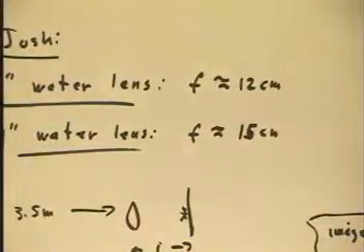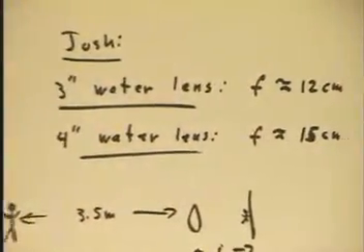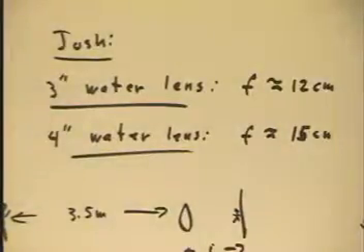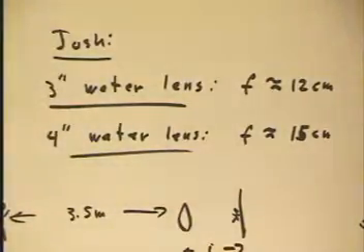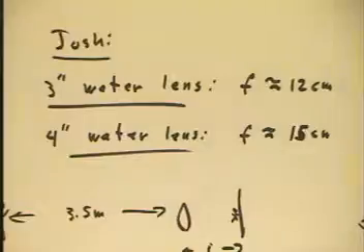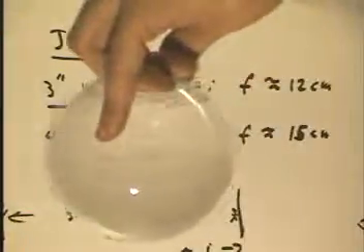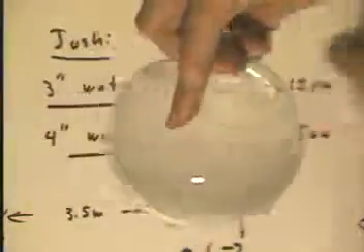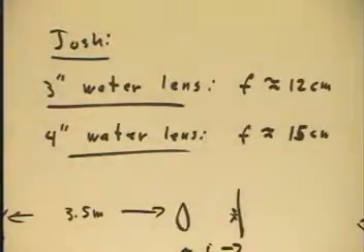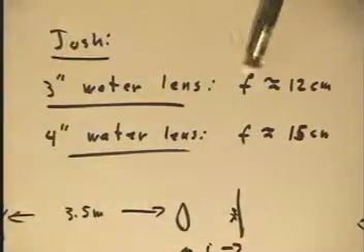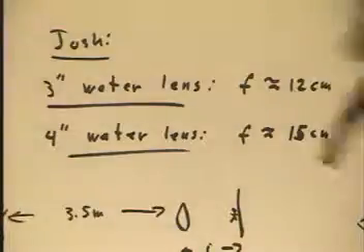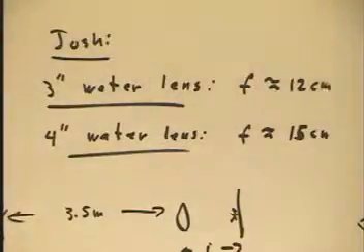Josh made some observations. For a 3-inch water lens, that is a water lens broken out of a 3-inch sphere, and this is a 4-inch sphere here, the 3-inch sphere is naturally somewhat smaller. We have lenses broken out of both types of spheres. But the 3-inch water lens gave us a focal distance of about 12 centimeters, the 4-inch lens about 15 centimeters.